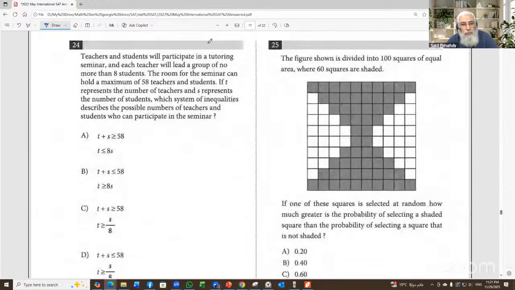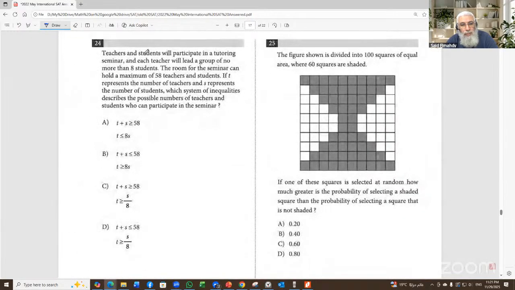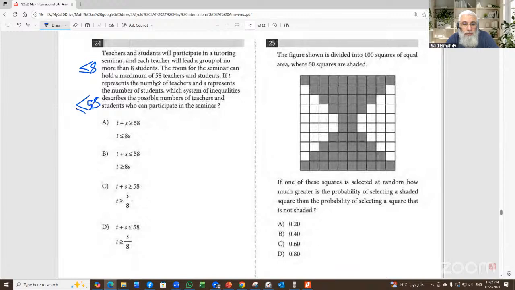Number 24. Teachers and students will participate in a tutoring seminar, and each teacher will lead a group of no more than, so less than or equal to, 8 students. The room of the seminar can hold a maximum, so maximum is less than or equal to 58 teachers and students. If T represents the number of teachers and S represents the students, which system of inequalities? So teachers and students will participate in a tutoring seminar, and each teacher will lead a group of no more than 8 students.